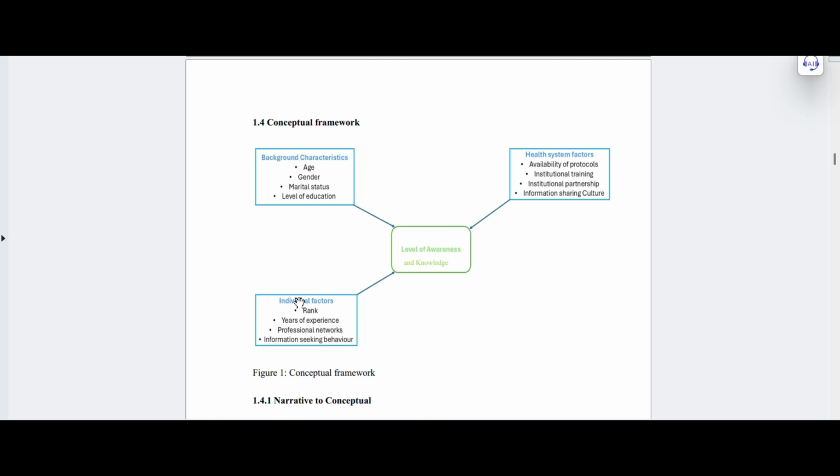So if there are theories in your field that have already been done, then you just have to go and use those theories or model diagrams and then adapt it to yours. I don't know if I have any example here, but let's see.